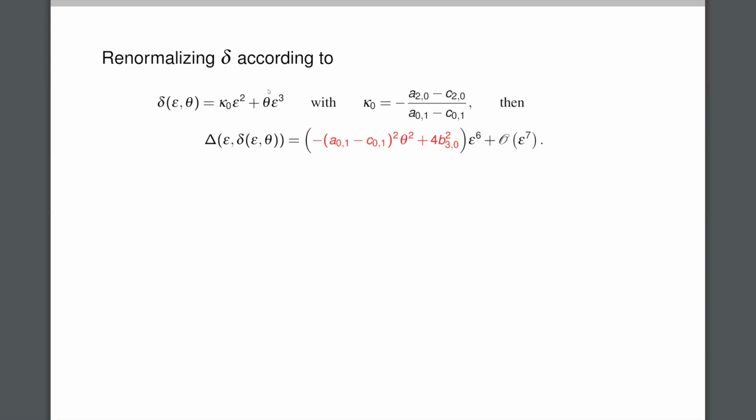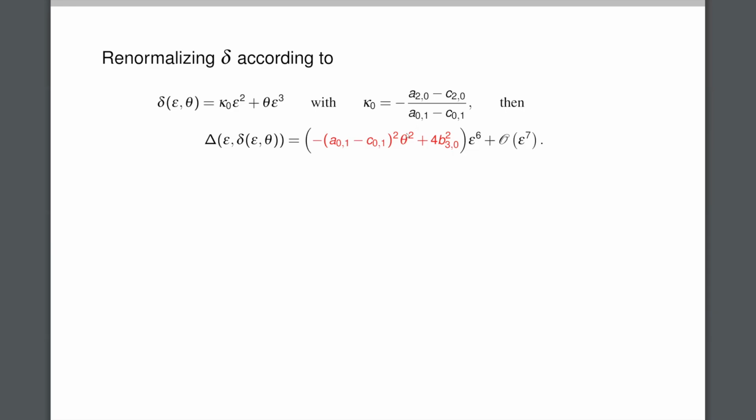If you plug in this particular choice for delta into our capital delta function, you will get the following expansion for capital delta. And here's the important thing to notice. The first term that survives in this expansion of capital delta is something that's epsilon to the sixth, and the coefficient in front of that epsilon to the sixth term depends on theta. It depends on this parameter theta.